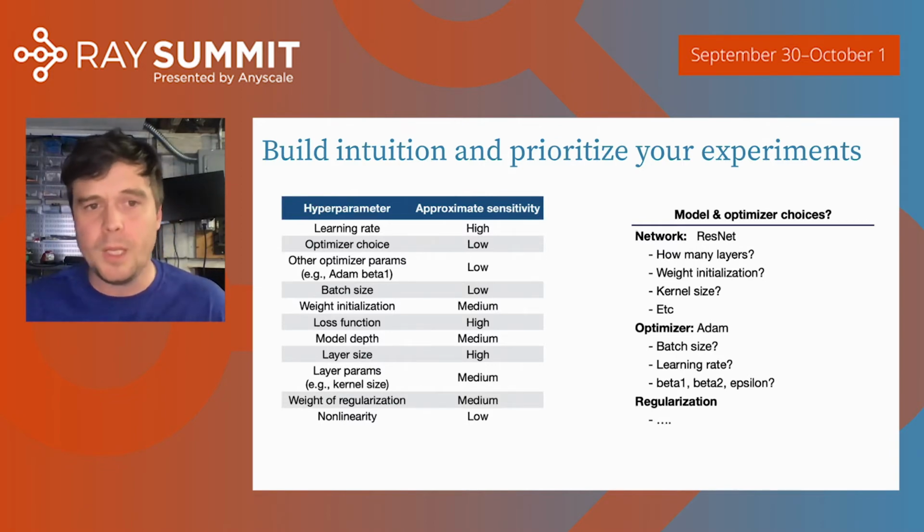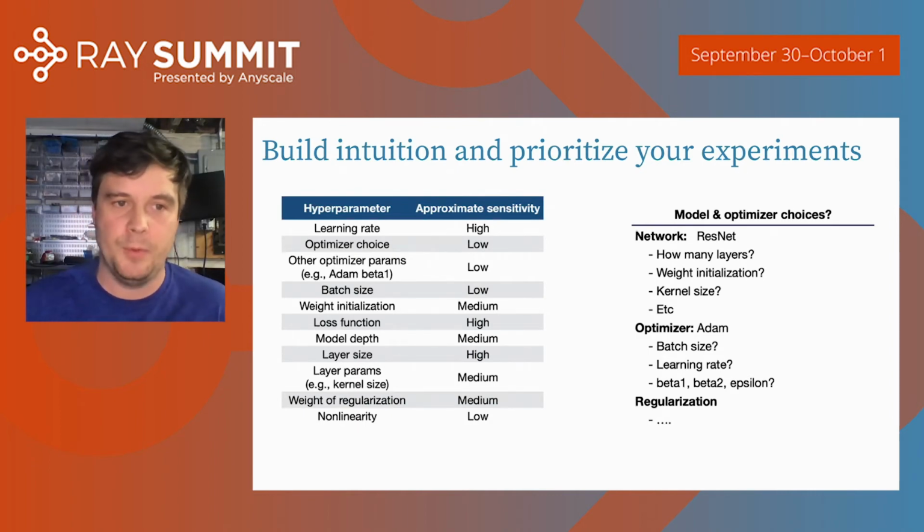So I strongly recommend talking to a model expert who can tell you basic things about what hyperparameters are likely to change the performance of your model more or less. So for example, learning rate tends to affect models quite a bit, whereas the specific optimizer that you use tends to affect models quite a lot less.